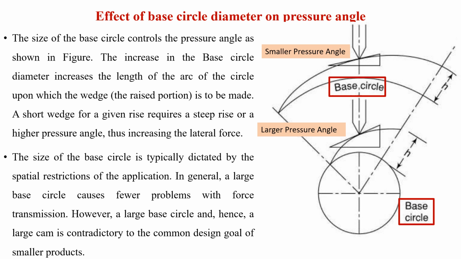The increase in the base circle diameter increases the length of the arc of the circle upon which the wedge, that is the raised portion, is to be made. A short wedge for a given rise requires a steep rise or a higher pressure angle, thus increasing the lateral force. The size of the base circle is typically dictated by the spatial restrictions of the application. In general, a large base circle causes fewer problems with the force transmission. However, a large base circle and hence a large cam is contradictory to the common design goal of smaller products.